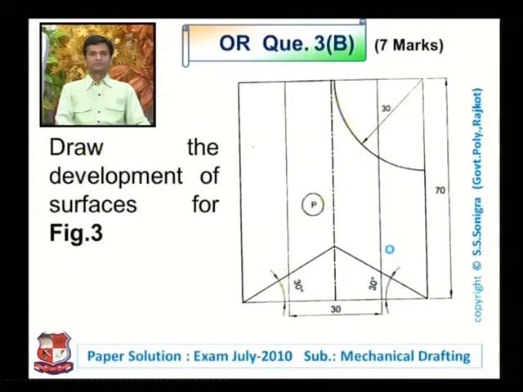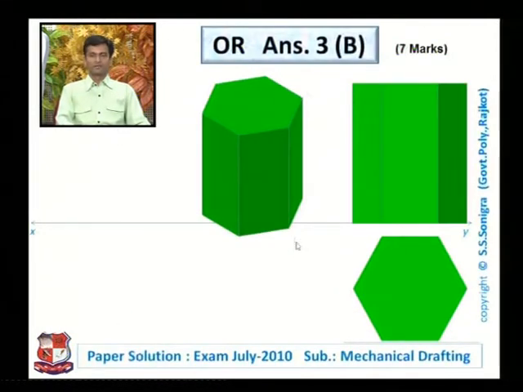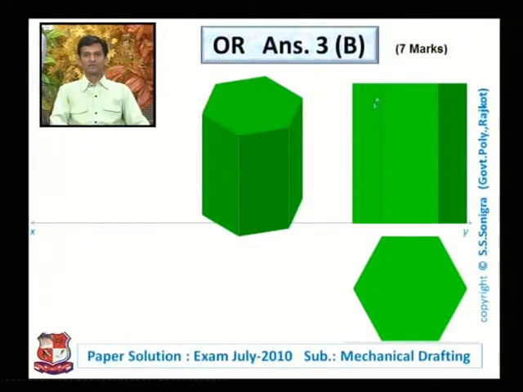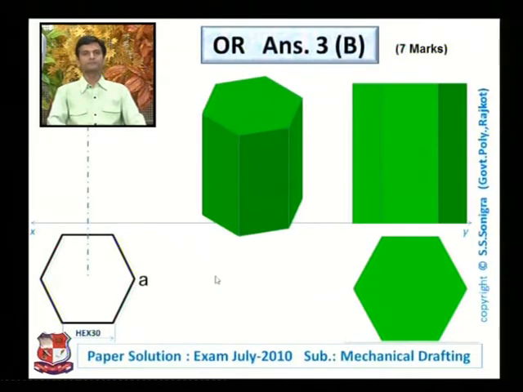So let me assume it's a hexagonal prism. This is the hexagonal prism of the given data. The front view would appear as a rectangle like this, and the top view would appear as a hexagon like this. This is a hexagonal prism. Top view is a hexagon, front view is a rectangle, and we have to draw the development of this hexagonal prism. So for that, let me draw a hexagon like this, having side length given to us, that is 30. Hex 30 means it's a hexagon having side length 30 mm.